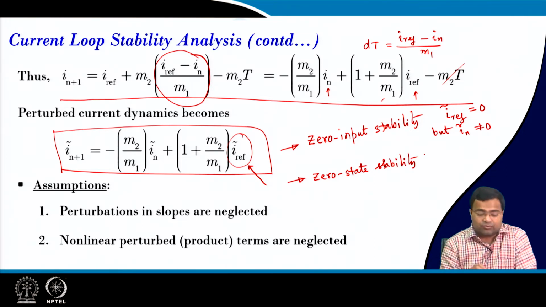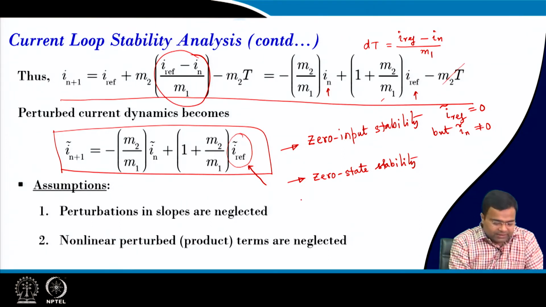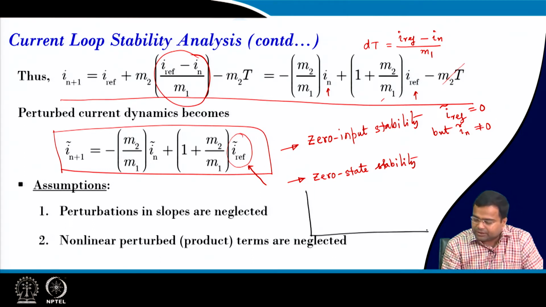Under this condition, we are not disturbing the initial current, but we are perturbing the reference current. So, how does it look like? Let us take a current waveform, just to give a visual understanding. This is my time domain and this is my inductor current.